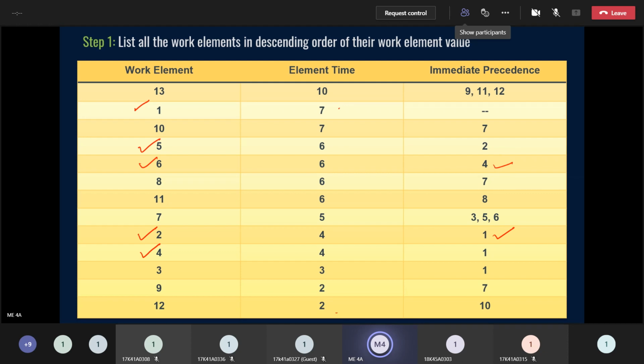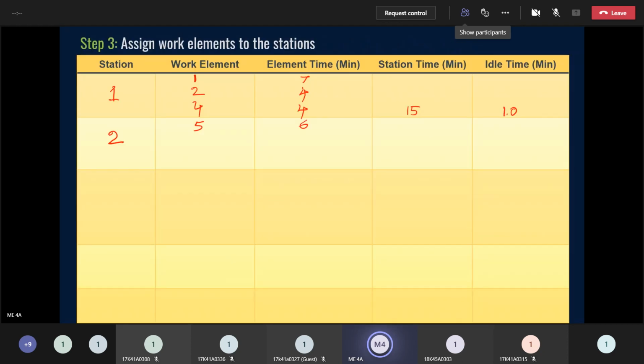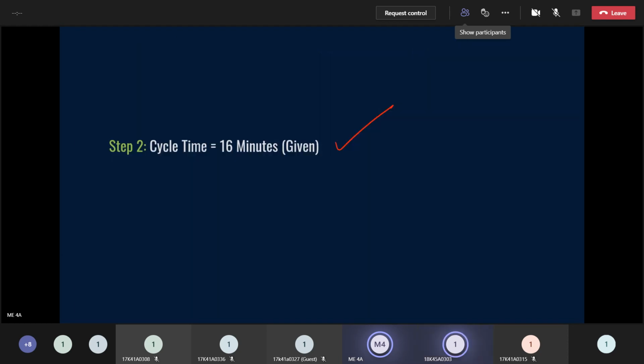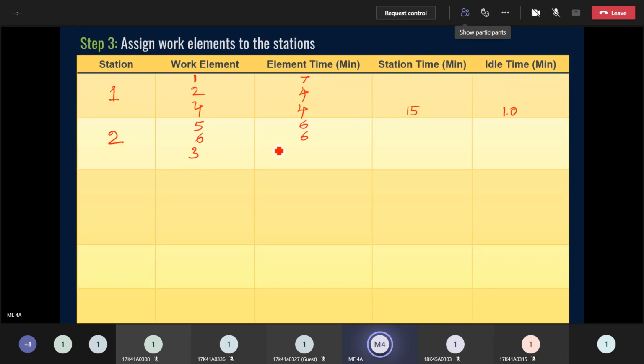Fourth job is already over. So 6th, I can assign 6, which takes 6 minutes. So 6 plus 6, 12 minutes are over. I have 4 more minutes. Okay, what is the next one? Third one. Work element 3, which takes only 3 minutes, and already 1 is over. So 6 plus 6, 12 plus 3, 15 minutes is over. Again, 1 minute is idle.